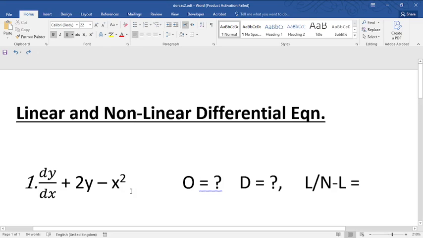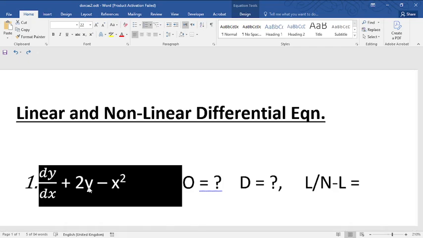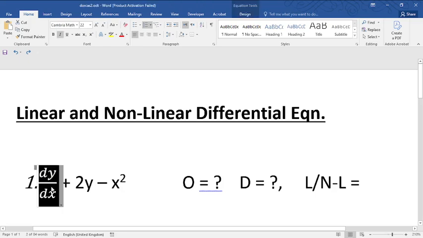First of all, I've already told you that if you are given this kind of particular equation, which is given as dy/dx plus 2y minus x squared. So for you to believe it is a differential equation, it involves a dependent variable, which is this y, and it also involves its derivative, which is this dy/dx.